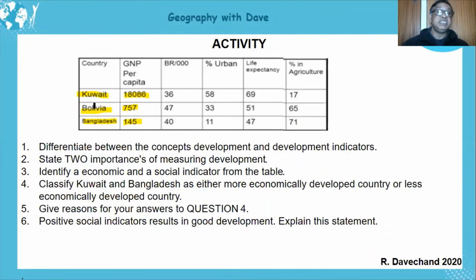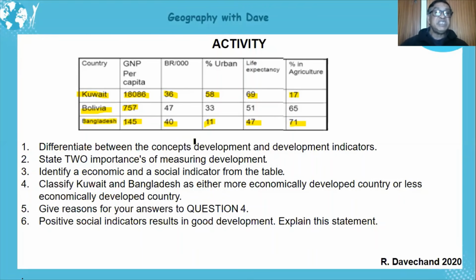Kuwait, MEDC, Bangladesh, LEDC. Birth rate per thousand, 36, 40. Not much of a difference. I think they like making babies in Kuwait also. Percentage living in the urban areas, 58, Bangladesh, 11. Massive difference. Life expectancy, Kuwait, 69, Bangladesh, 47. Agriculture percentage, 17% in Kuwait, 71% for Bangladesh. I'm just using these 2 as an example, because I highlighted the questions on them.